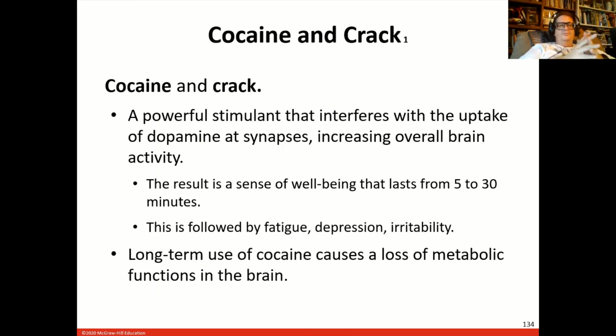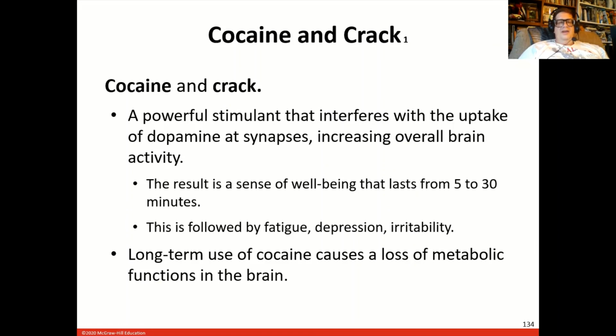All right, cocaine and crack, they're powerful stimulants, but they interfere with the ability to take up dopamine at synapses. That means the dopamine stays in the synaptic cleft and continues to stimulate, and you get more brain activity. This could last 5 minutes to 30 minutes. When it stops, you're going to have fatigue, depression, irritability.